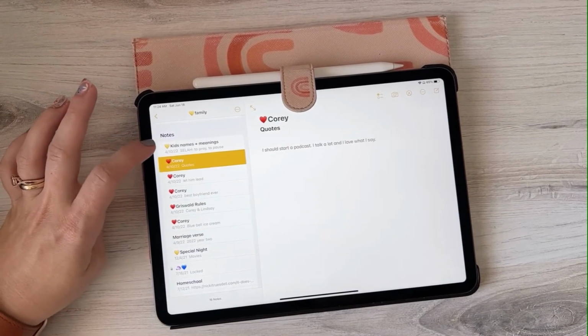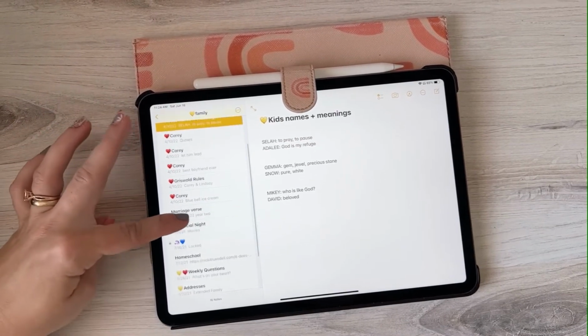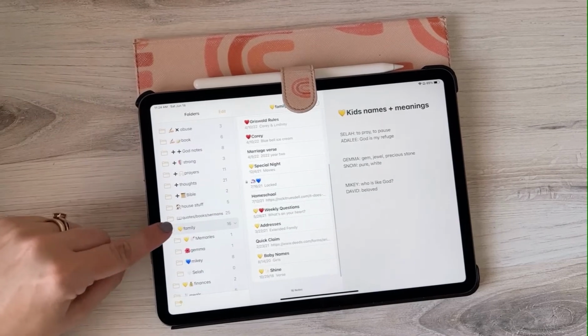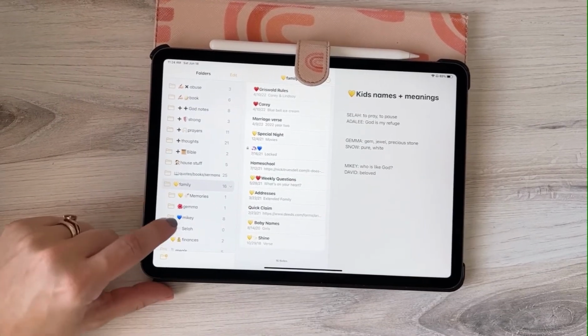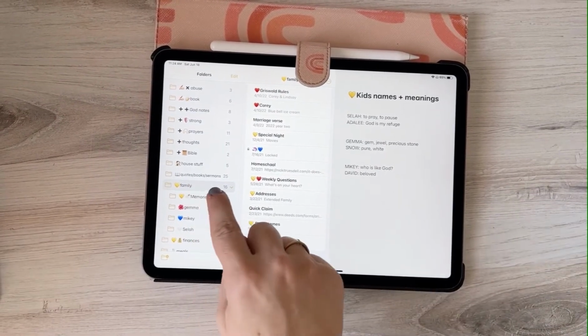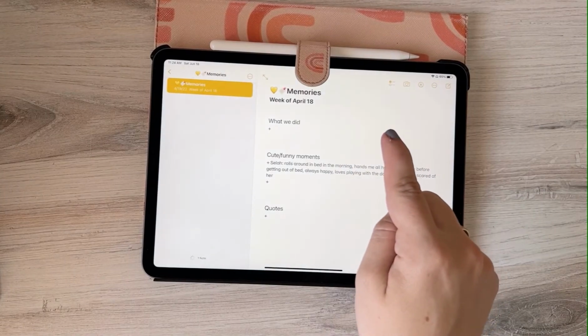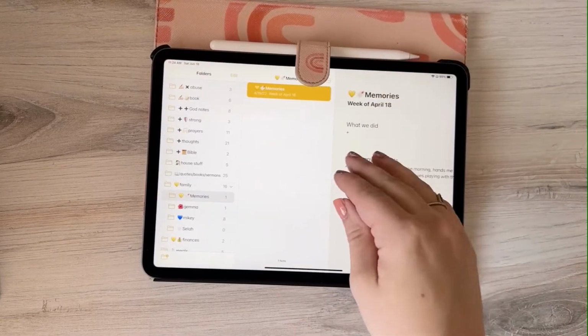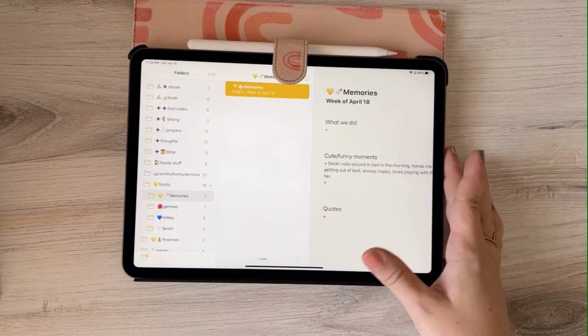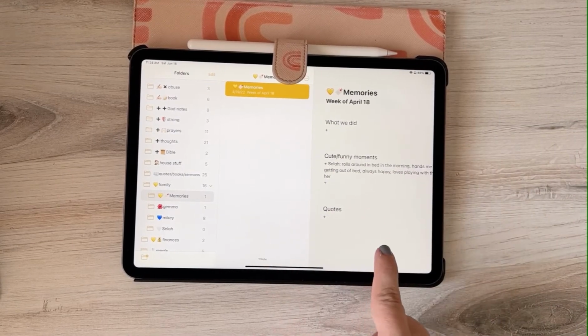Just some funny things. Okay, wait. So in family, you can also do different categories. So I do a heart for family. I was starting a memory thing, and I'd like to continue doing this. This is for my scrapbook.